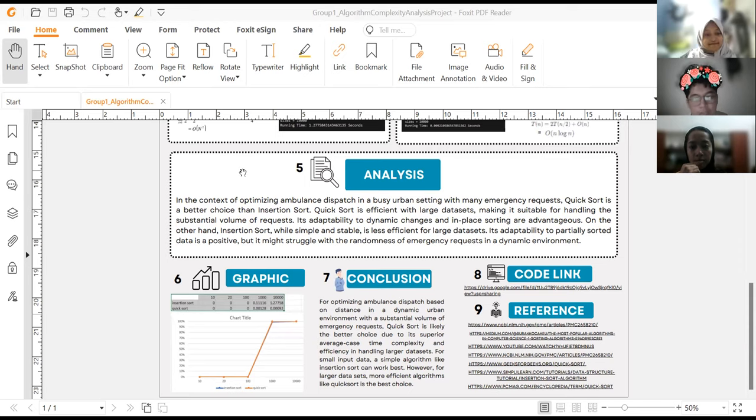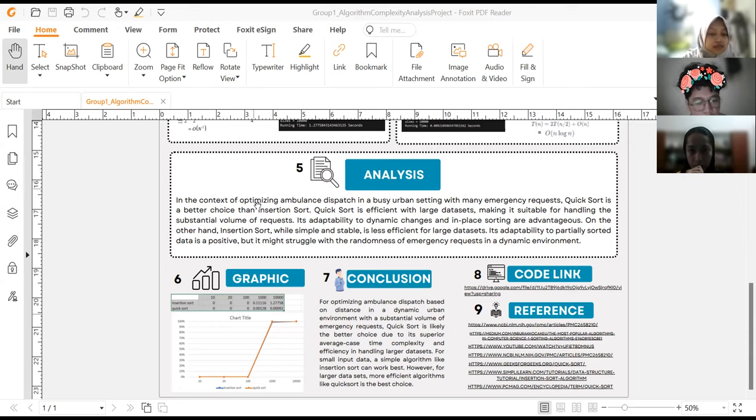Hello, my name is Muhammad Nibras Rasyid. I'm from IF-46-INT. And the graphic we got, this result we got from insertion sort and quicksort.